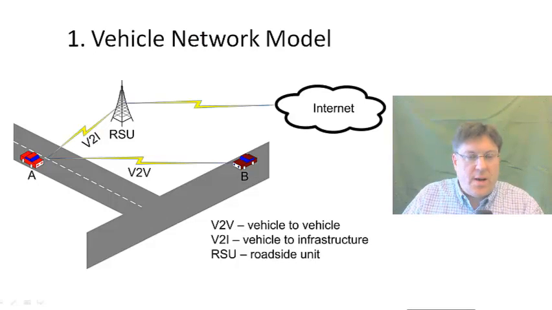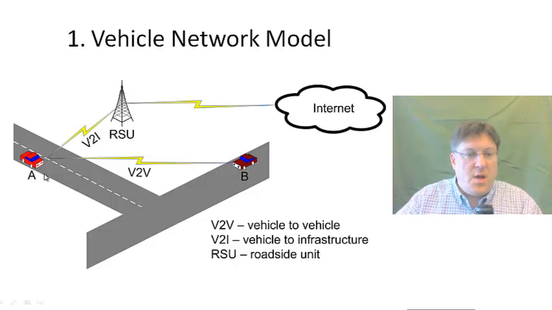The vehicle network model basically allows for two types of communications, at least two that we're going to mention in this presentation. The first one is vehicle to vehicle, or V2V. This is a short message that's sent between vehicles very frequently, up to 10 times per second, to let them know where they are so they can avoid collisions. There are other messages that get sent as well, but that safety message is the main one we'll focus on in this presentation.